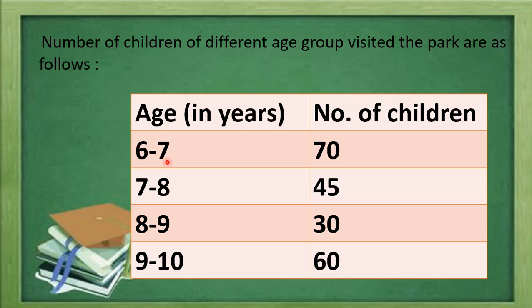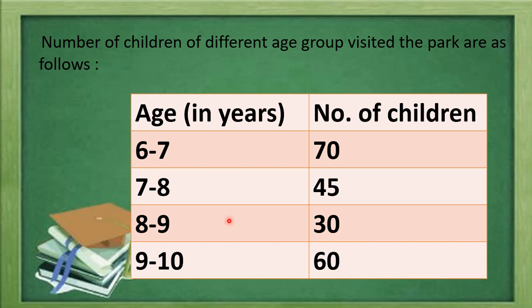In the class interval, 6 is the lower limit and 7 is the upper limit. The upper limit of the previous class is the same as the lower limit of the next class, so the upper limit of the previous class and the lower limit of the next class are the same. So this is the exclusive distribution, as we learned.